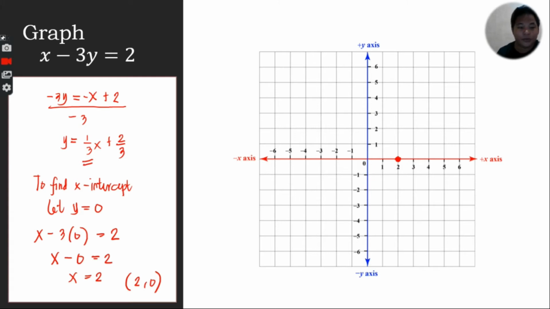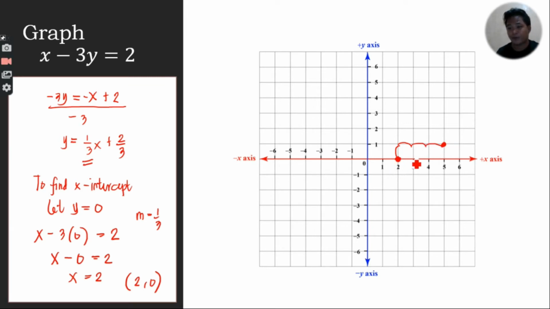From this point, we can now determine another point using the slope 1/3. And the slope is positive, meaning that the graph of the line is increasing from left to right. So papunta sa right yung ating point. So let's count 1 rise and 3 run. So 1 rise, then 3 run.